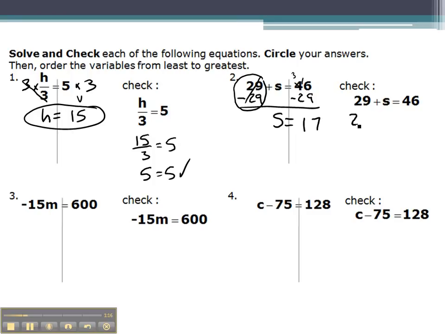But again, let's check that first. 29 plus 17 should equal 46. And it does. So that's a good answer, s equals 17.